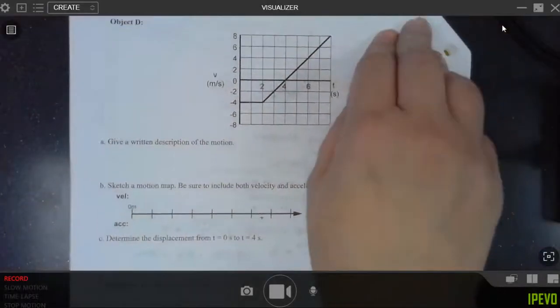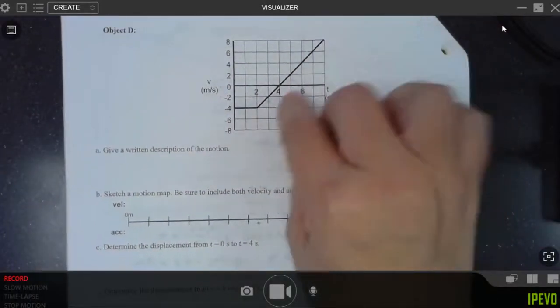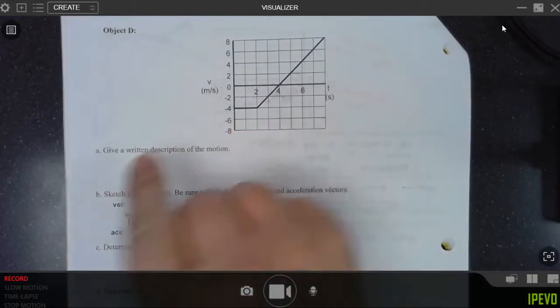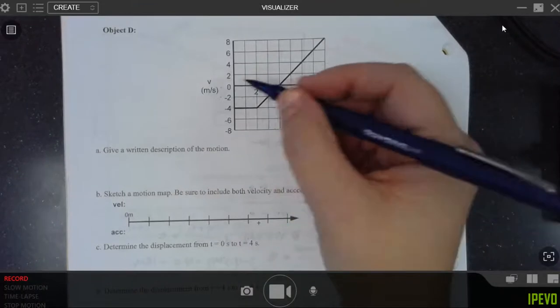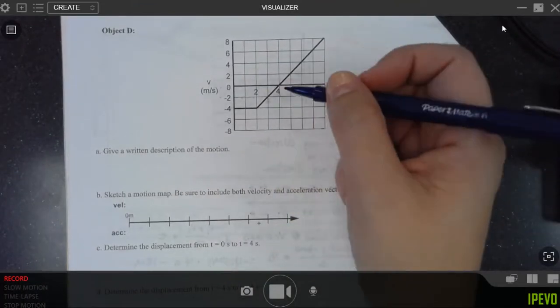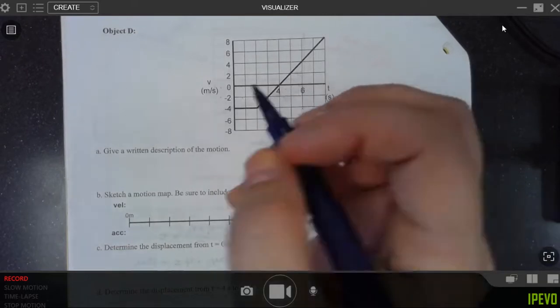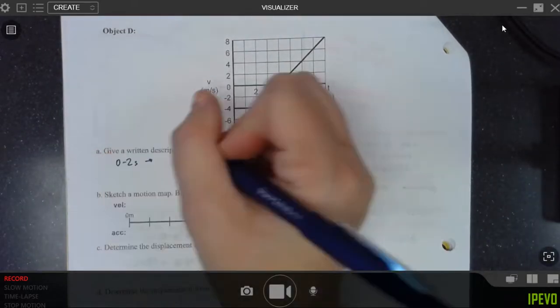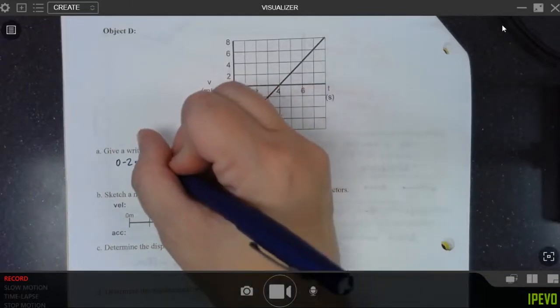Object D. Object D is trickier because our graph does a little dog leg thing, right? So when our object starts, again, this is a velocity versus time graph. It doesn't tell us where our object starts. But we do know that for the first 2 seconds, I'm going to write 0 to 2 seconds, our object has a constant velocity. Do you guys see that?